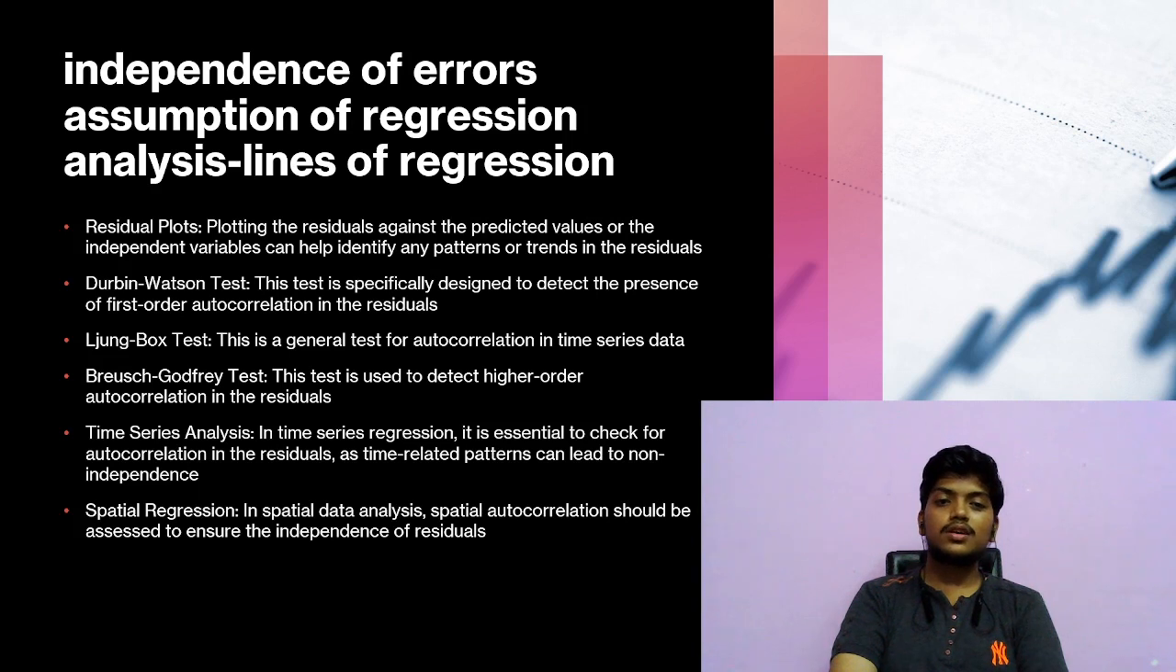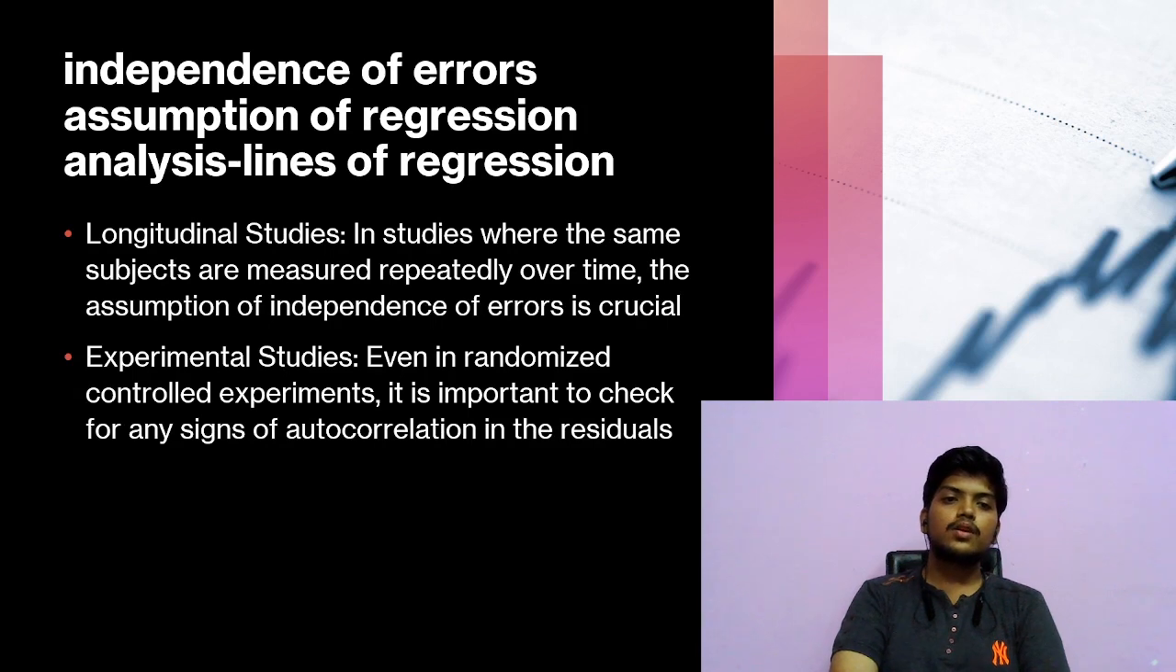The Ljung-Box test is a general test for autocorrelation in time series data, and the Breusch-Godfrey test is used to detect higher order autocorrelation in residuals. Time series analysis is essential to check for autocorrelation in the residuals as time-related patterns. In spatial regression, spatial autocorrelation should be assessed to ensure the independence of residuals.